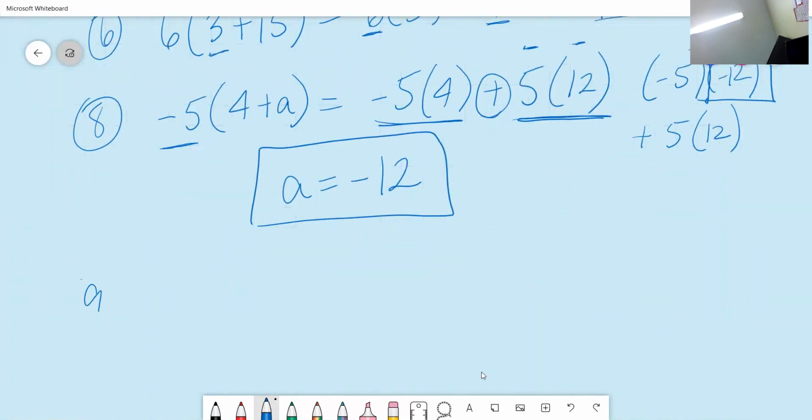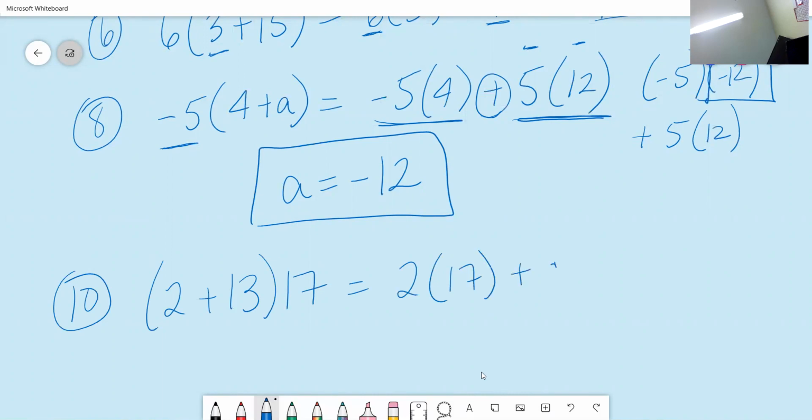So that's why we've worked so hard on chapter 1 and learning how we add and multiply negative numbers so that when you see something like that, you can understand what it means, that for that to be a positive, it must mean you have a negative times a negative. Okay, so let's move on to number 10. We have 2 plus 13 times 17 equals 2 times 17 plus c times 17. So we have our 17 accounted for. We have our 2 accounted for. So therefore, our c must equal 13.